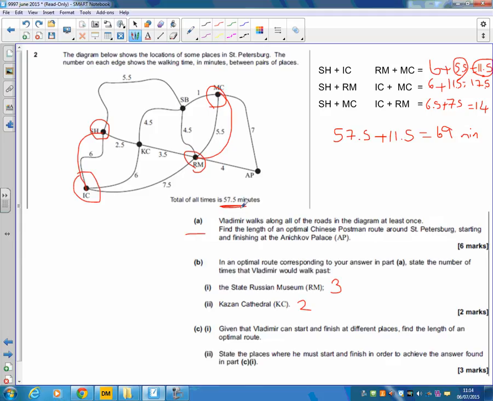So the total of all the times was 57.5. He's going to repeat the 5.5, so we'll add on 5.5. So that will come to 63 minutes. So that's the length of it. So he's repeating RM and MC because the 5.5 came from that. So he's starting at the other pair. So he's starting at SH or IC, or the other way round. So they're the ones he must start and finish at. So you're getting 1 mark for each of these, 1 mark for the 63, and 2 marks if you get the SH and the IC.